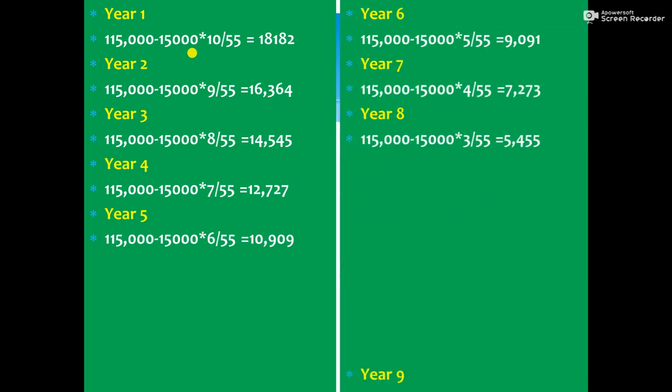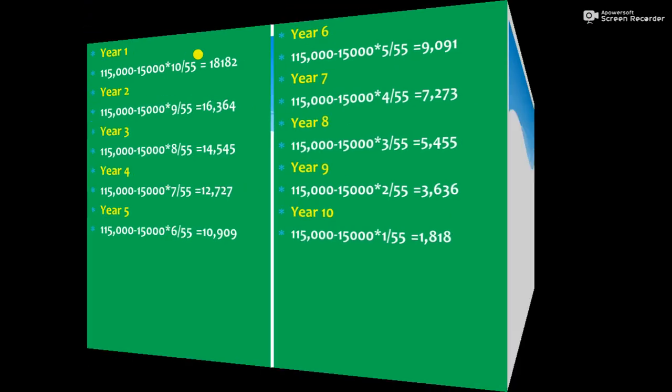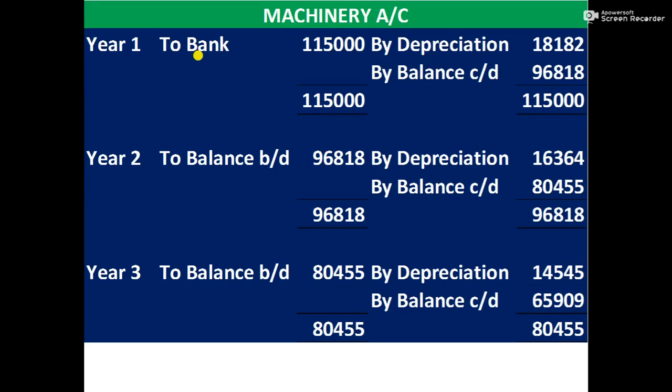You will see how it appears in the machinery account. Machinery was purchased for 1,15,000. First year to bank 1,15,000. First year depreciation, that is we already calculated 18,182. We calculated the balance 96,812, and the balance is brought forward to the second year. We calculated the depreciation, that is 16,364.